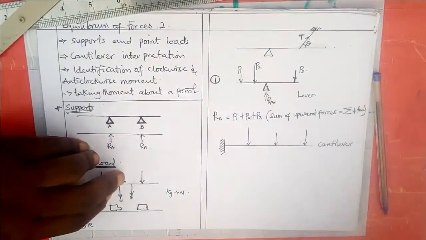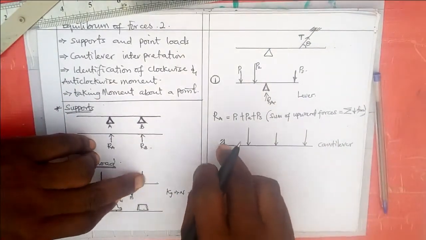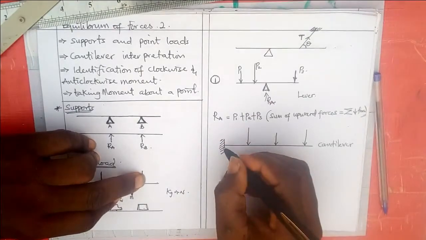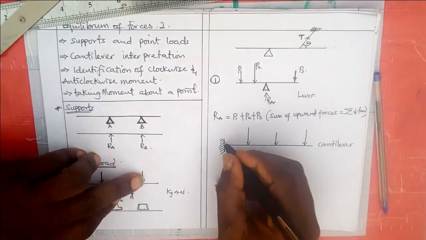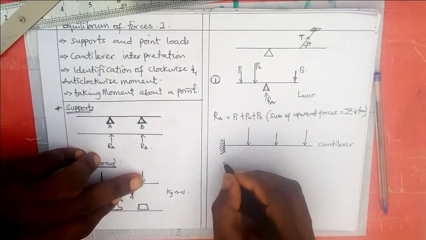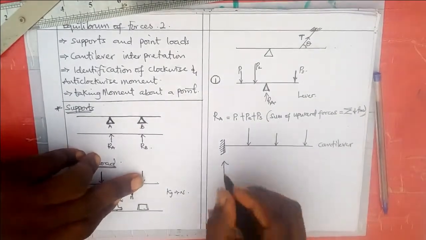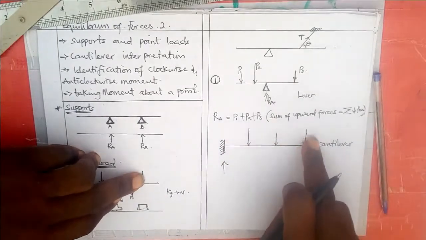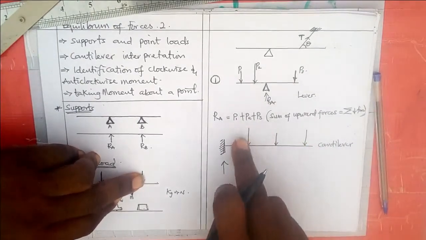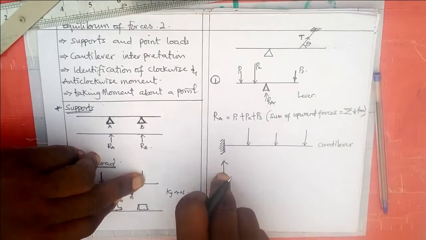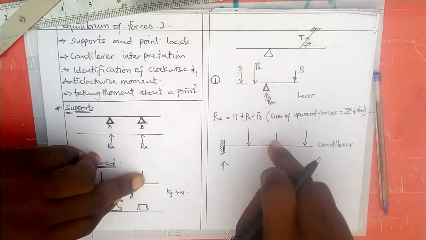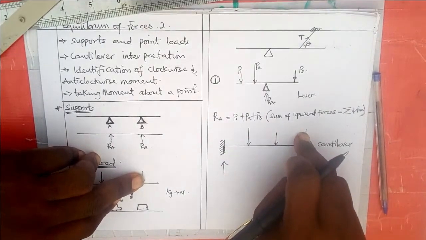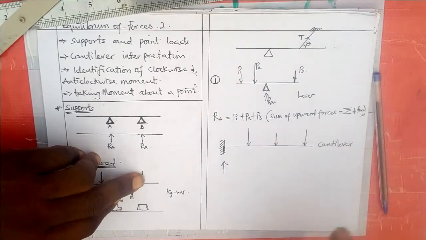So this is called a cantilever. So what is the logic behind this cantilever? In this cantilever, there is a reaction at this place that is acting upward. This reaction helps to overcome all this downward point load. So the upward reaction here will be equal to the sum of all these downward point loads. So that is one thing about this cantilever.